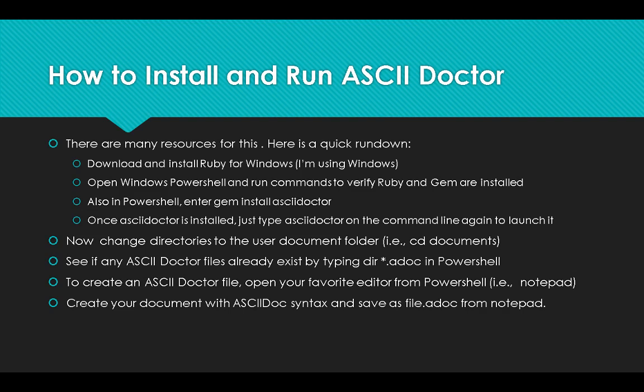And so if you do install ASCII Doctor, that'll actually create that installation using the gem install feature from the Ruby installer that you download from, just try Googling it. The Ruby installer for Windows is what I Googled to get to that. And then once ASCII Doctor is installed, just type asciidoctor on the command line to launch it.